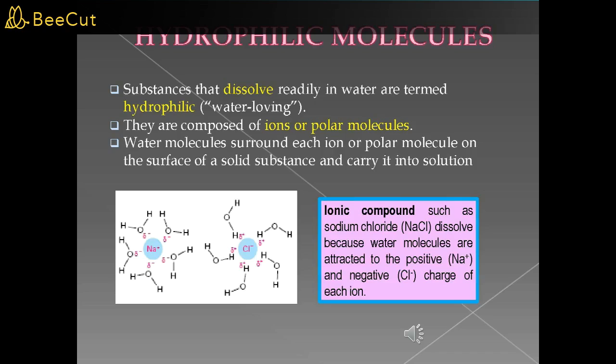Okay, look at this picture. The sodium ion, which has a positive charge, is attracted to the oxygen atom, which has the negative charge. So positive must attract to negative charge. Same goes for the chloride ion. Chloride has a negative charge, attracted to the positive charge from the hydrogen atom. So positive must attract to negative. This is the hydrophilic molecules.